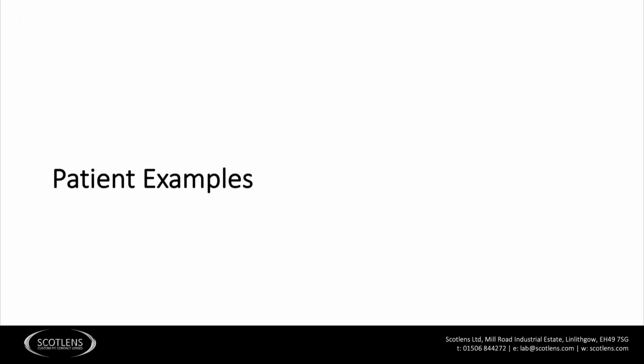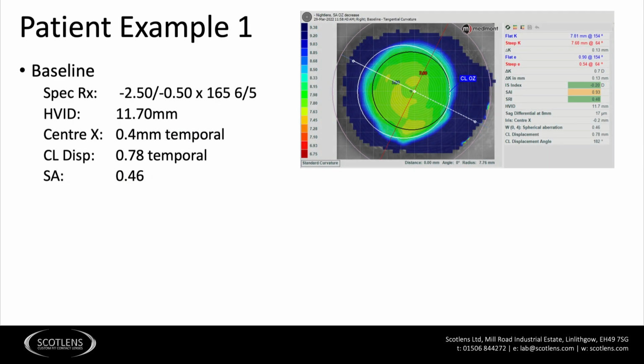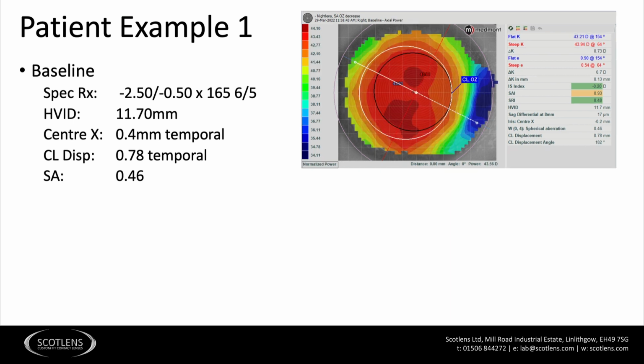So let's have a look at a couple of patient examples. This first patient, nice low myope with an average sized cornea. From the middle of their HVID, their center X is 0.4 of a millimeter temporal, and using the contact lens optic zone tool on the Medmont, we've got a 0.78 temporal location of where the optic zone is anticipated to sit. So that's quite temporal. On average of those two, it's bigger than 0.5 millimeter. So in this case, we're probably going to anticipate slightly temporal treatment zone, which would induce a higher spherical aberration.